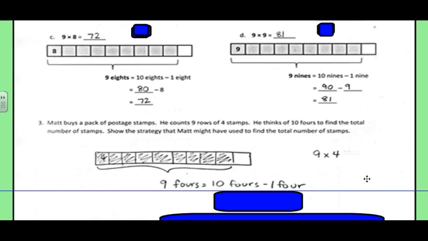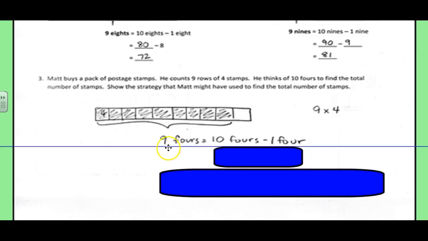Okay, on this one, there is a tape diagram, and you didn't have to draw a tape diagram, but it just shows his thinking, to where at first he has 9 rows of 4, which is the same thing as 9 groups of 4, and he just added one more 4 to change it to 10 fours.